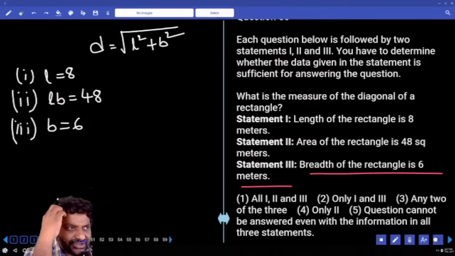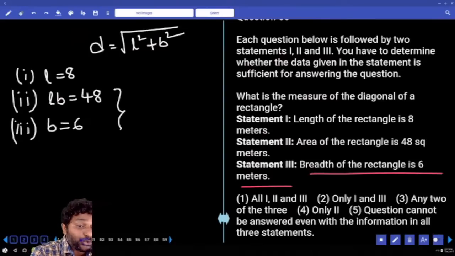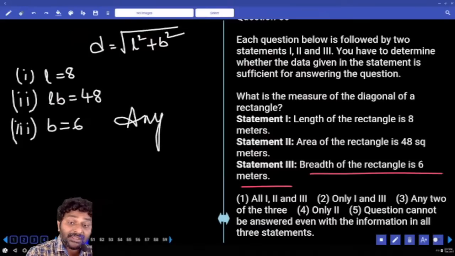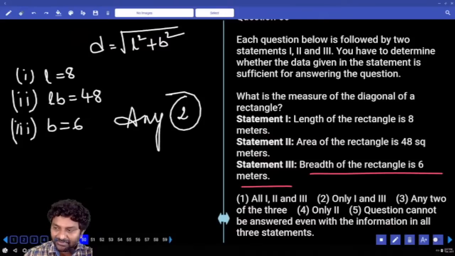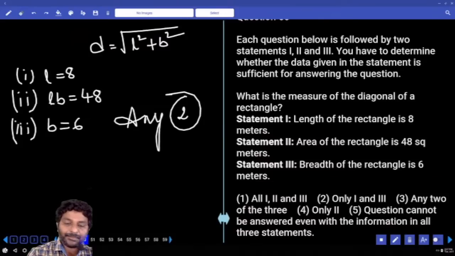Is 3 alone sufficient? Can you get by using 2 and 3? Can you get by using 1 and 3? So 1 and 2 sufficient, 2 and 3 sufficient, 1 and 3 also sufficient. So the answer: any 2 statements are required to answer the question. Which option? Third option.